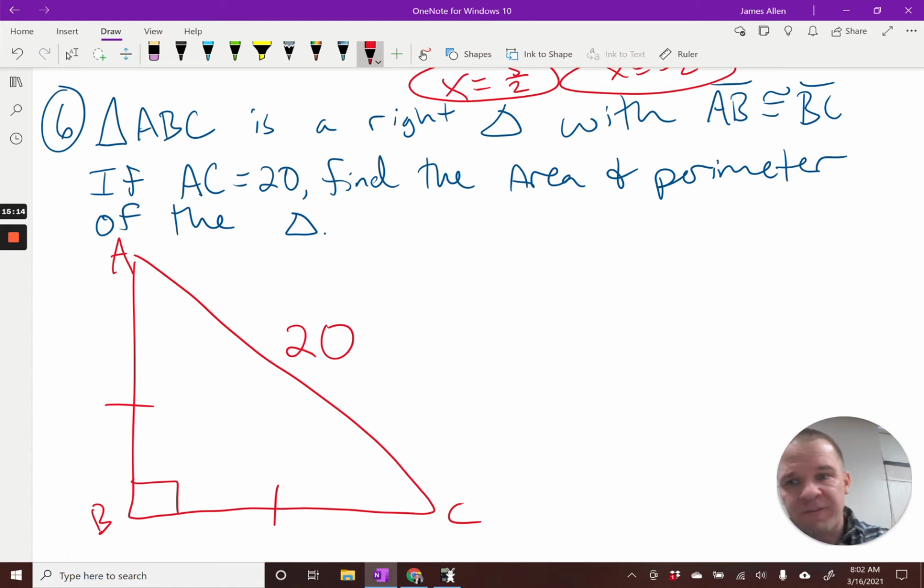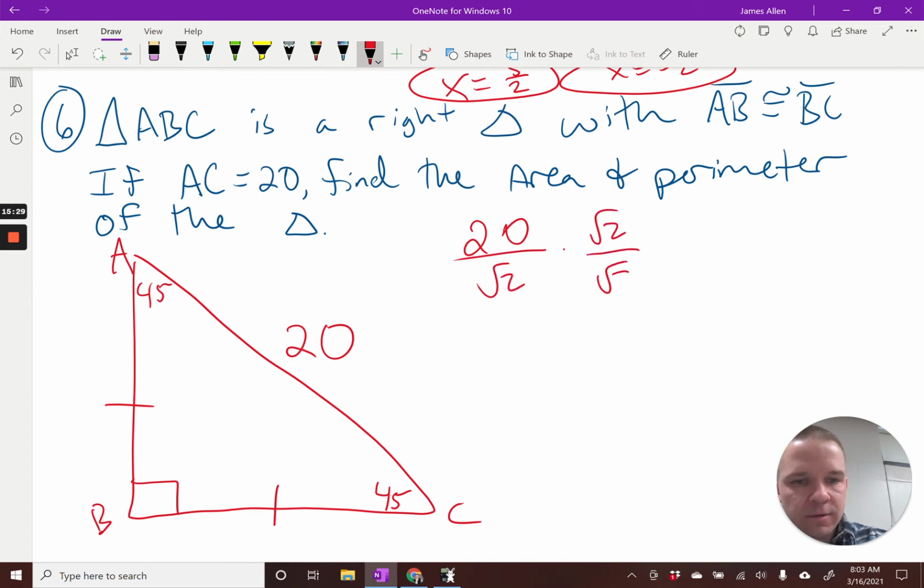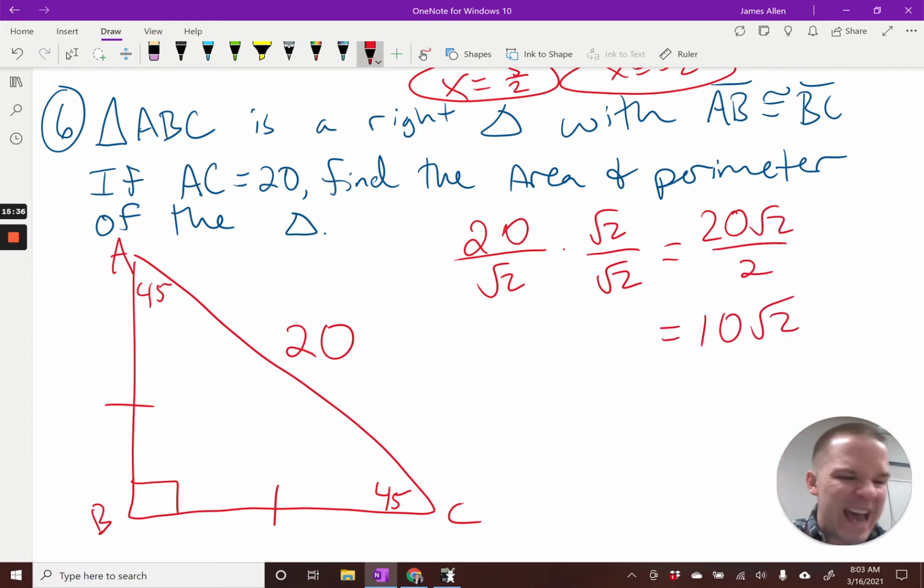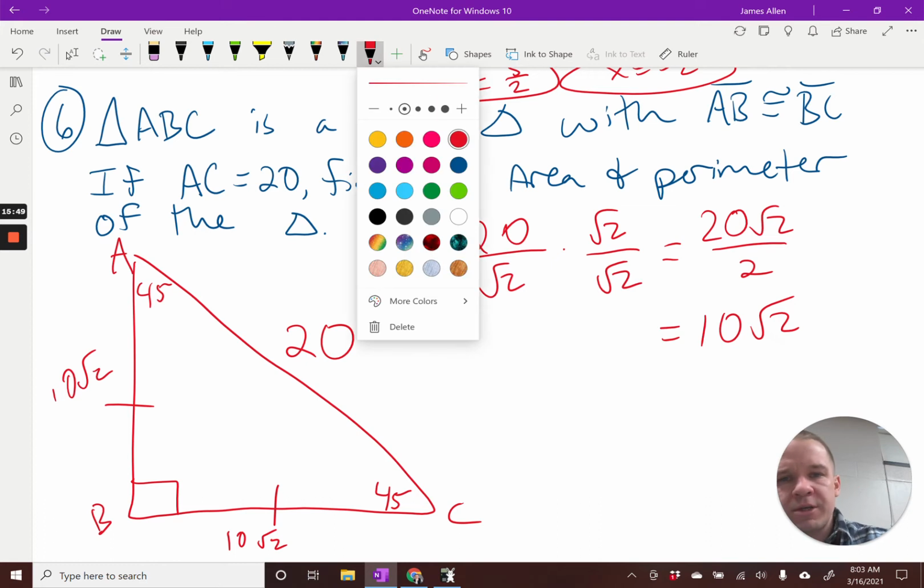Okay, so we said this is a 45, 45, 90 triangle. An isosceles right triangle is a 45, 45, 90 triangle. So I need to divide 20 by root 2 to get back to one of the legs. So 20 divided by root 2. I'm going to rationalize that, and I get 20 root 2 over 2. Some of you might ask why I simplified that right off the bat. I'm trying to show some steps. So we get 10 root 2 and 10 root 2 for my two sides. All right, now we want area and perimeter. I'm going to switch colors here so it's not so monotonous.